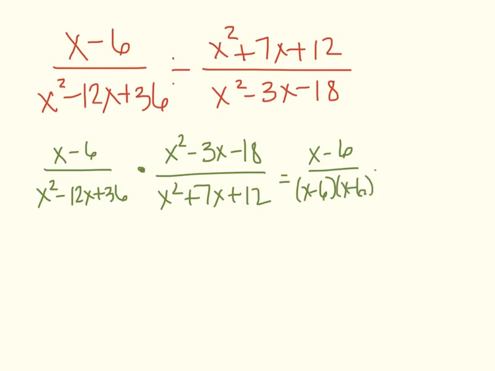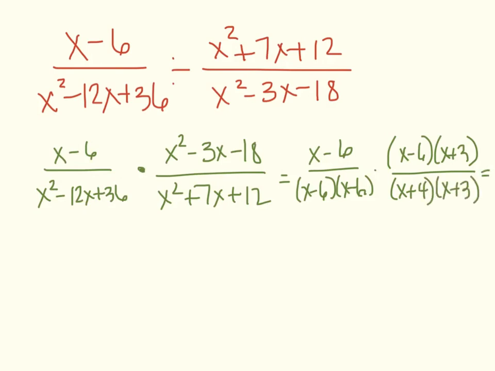Looking at my second fraction in the numerator, I'm looking for two things that multiply to a negative 18 but add to a negative 3. So it's going to be x minus 6, x plus 3. And then two things that multiply to 12 and add to 7, positive 4, positive 3.